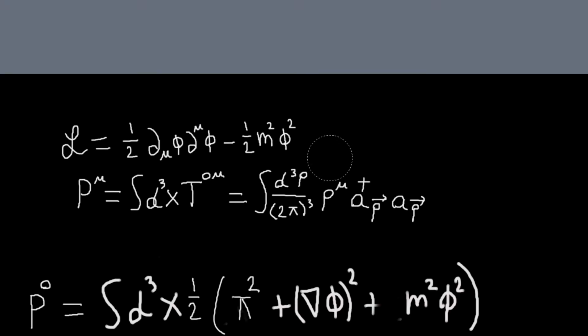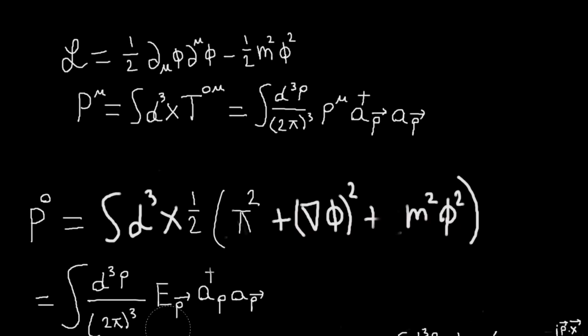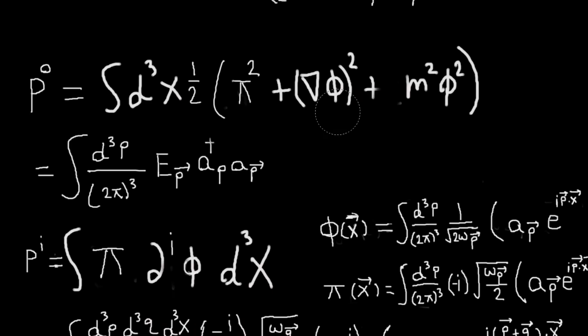So P0 is just the Hamiltonian, and we already showed that after being normal ordered, we can write it like this, which is consistent with this notation. So P0 is constrained to be E_p. We already have done the zero component of this, but we still need to do the spatial parts.